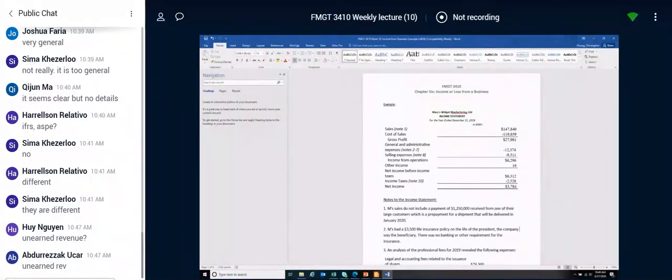If you take a look at our example, point number one, you have M's sales. It does not include a payment of 1.25 million received from one of their large customers, and it's a prepayment for a shipment that will be delivered in January 2020. So in that case, what does tax say you do?